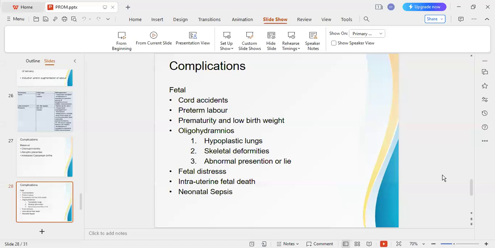You can have necrotizing enterocolitis occurring in them as well, and respiratory distress syndrome as well. With oligohydramnios you can have the presence of hypoplastic lungs, especially in those preterm babies very far from viability, around 22 weeks, 19 weeks. They present with hypoplastic lungs. They also have skeletal deformities because of the reduced amniotic fluid. It's very difficult for the babies to move and all of that. And then abnormal presentations, fetal distress, intrauterine fetal death, and then neonatal sepsis.